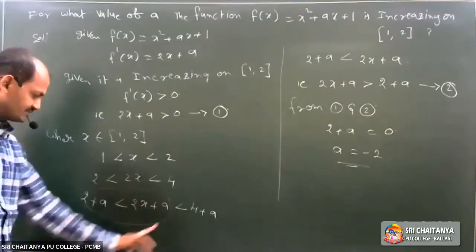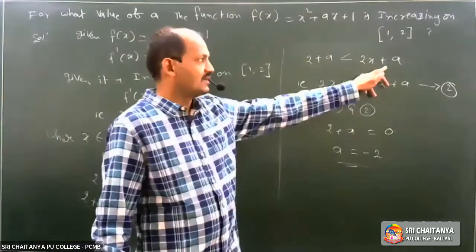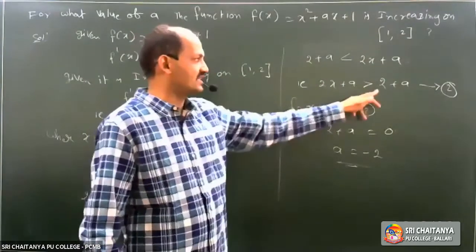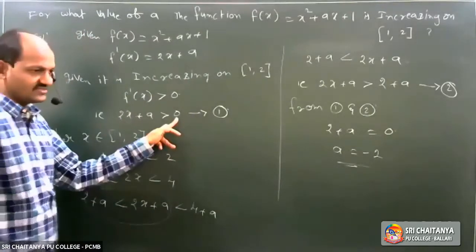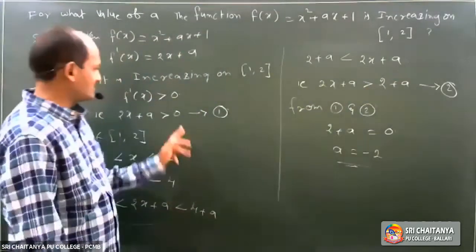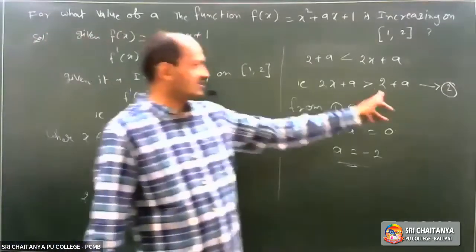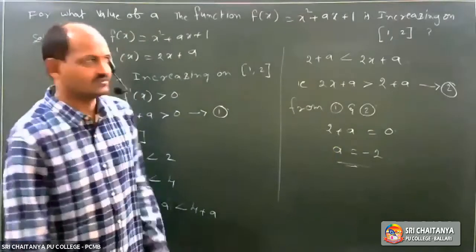Consider this equation: 2 plus a is less than 2x plus a. By interchanging, 2x plus a is greater than 2 plus a. It is 2x plus a is greater than 0, and 2x plus a is greater than 2 plus a. From equation 1 and 2, 0 is equal to 2 plus a. Therefore, clearly a is equal to minus 2. Write down.